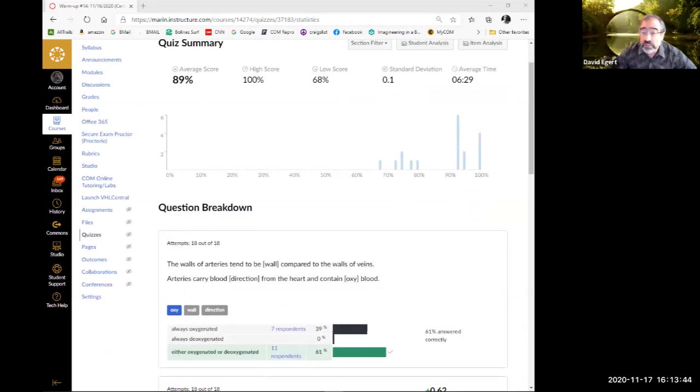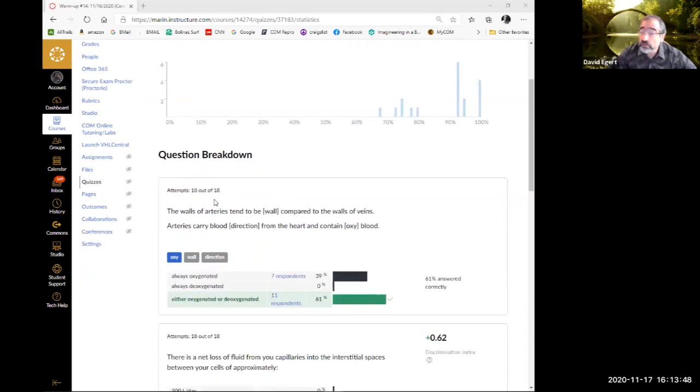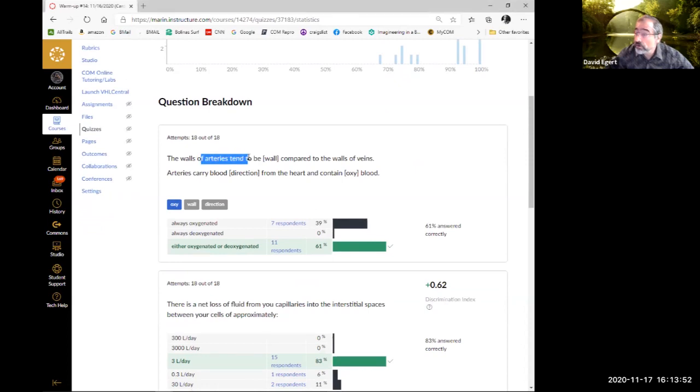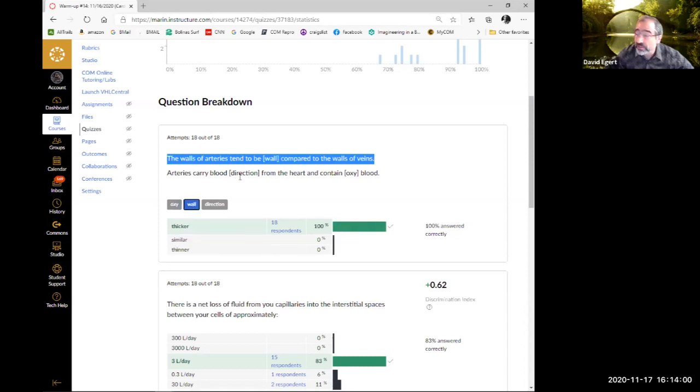So this was looking at the vessels in the blood that we were covering last class. So arteries, this is the arteries versus veins. If we look at the walls, everybody got that the walls of arteries are thicker. And again, why is it important that the walls of the artery are thicker than veins?